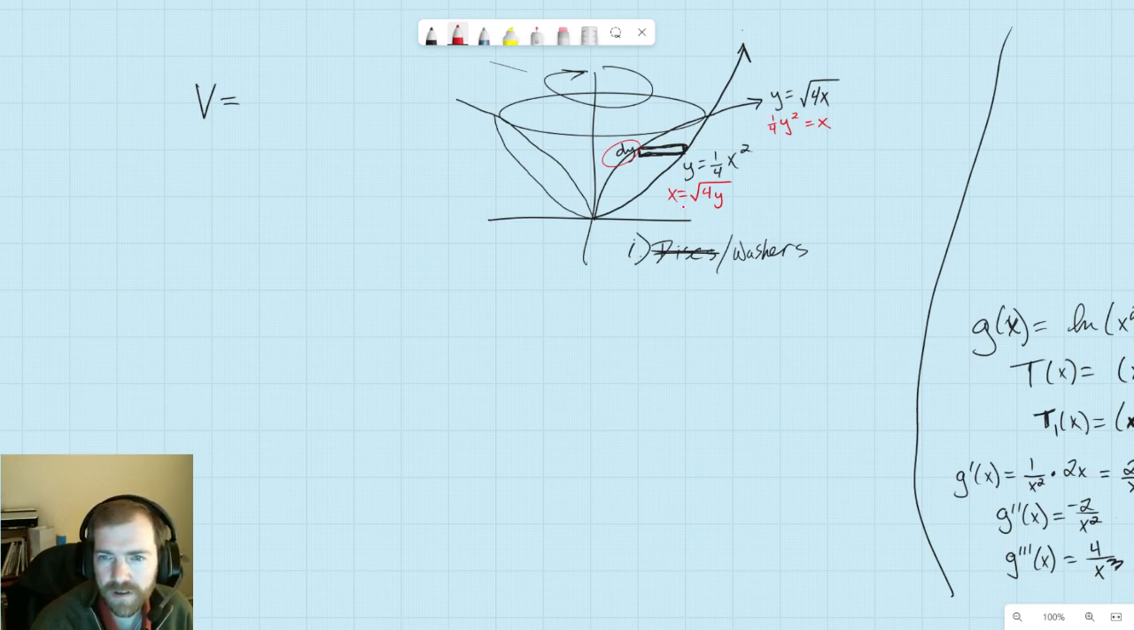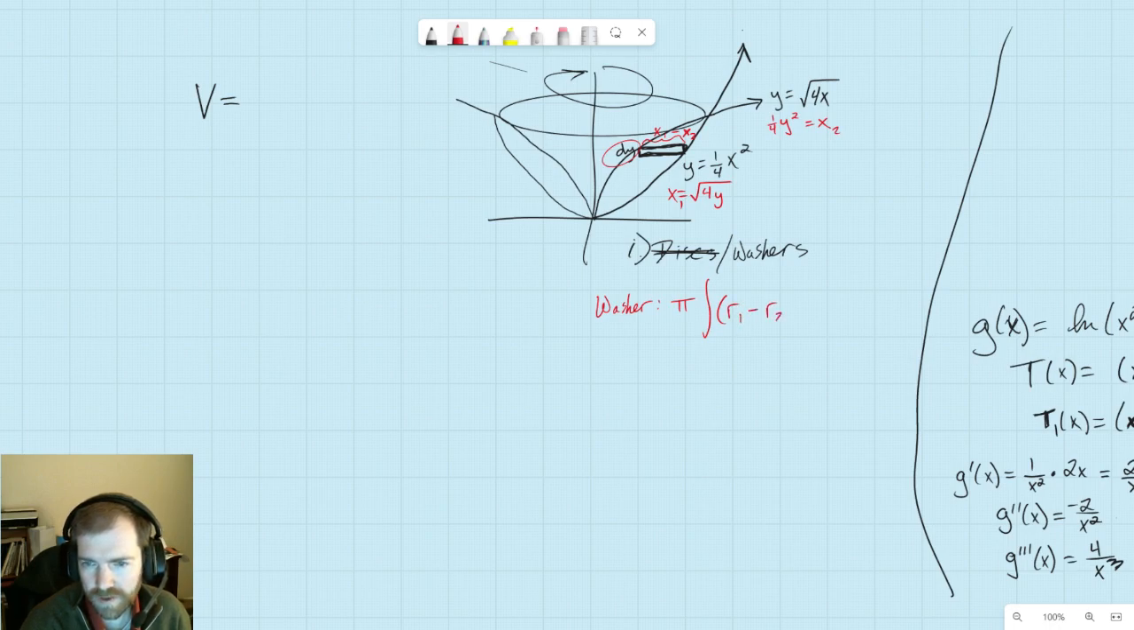So here, this is going to be x1, and this is going to be x2. So here, this distance is going to be represented by x1 minus x2 in order to keep a positive value. So x1 here is a larger positive number. Subtract a smaller positive number. So doing a washer ends up with pi times the integral of r1 minus r2. Nope, nope, nope. r1 squared minus r2 squared, right, times dy.